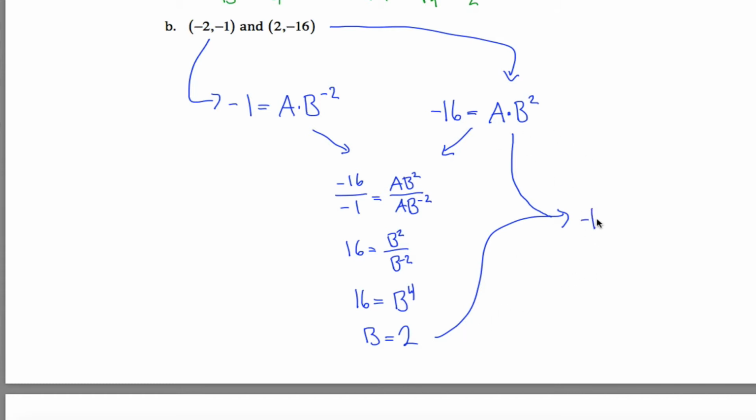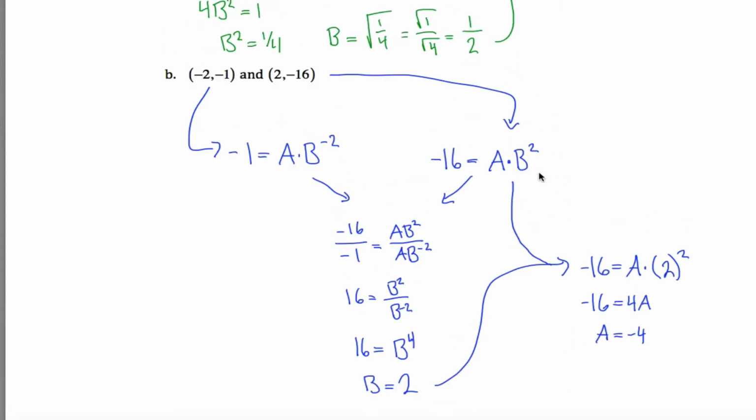I got negative 16 is equal to a times, and then instead of writing b, I'll write 2 to the second power. Note I could have used this equation as well, but then I'd have to deal with negative exponents, which create fractions, which are kind of a pain. So I'm going to use this one instead. So I got negative 16 equals 2 squared is 4. So I got 4a. Divide both sides by 4, and you get that a is equal to negative 4.